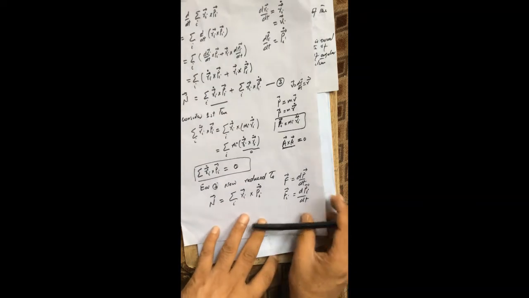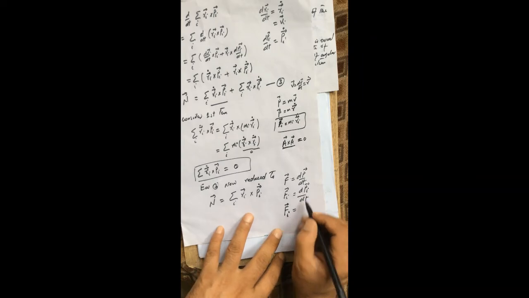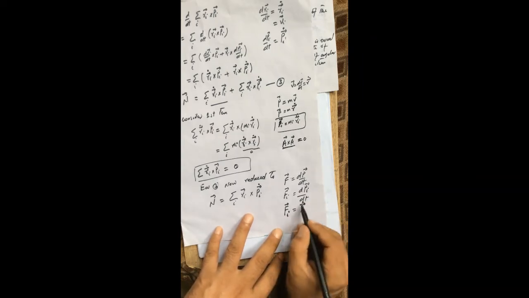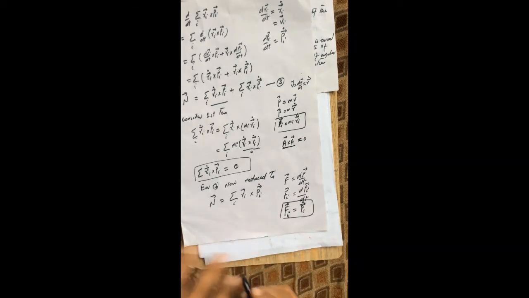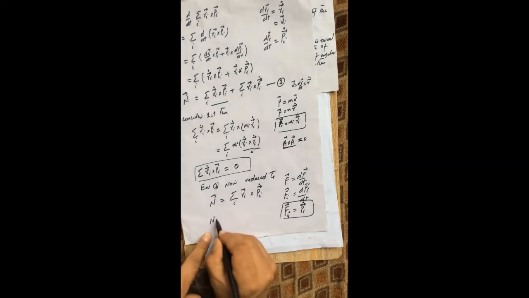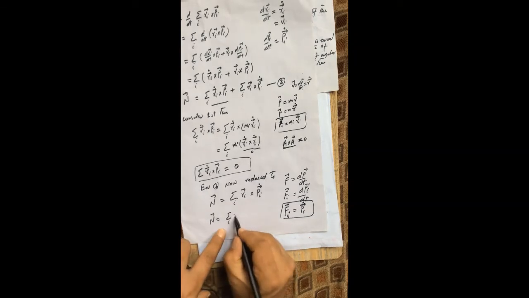So it means that the force on the ith particle is equal to dp_i over dt, which is basically p_i dot. So p_i dot will be replaced by this F_i. So this equation N will be equal to sum over i of r_i cross F_i.